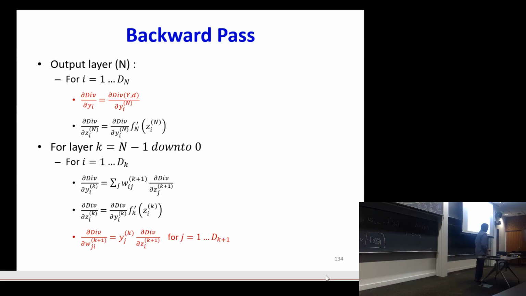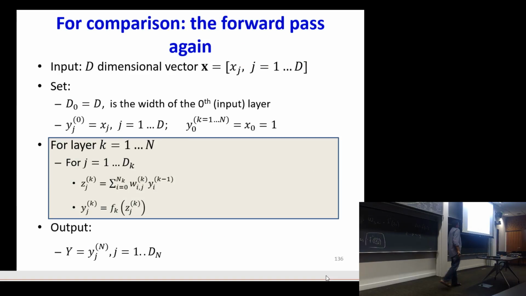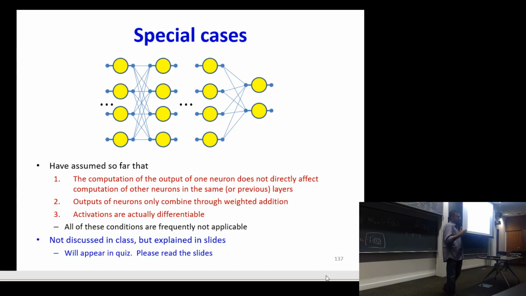Now, special cases. We've assumed so far, in the figure and all the examples that I've done, that the computation of the output of one neuron does not directly affect the computation of other neurons in the same or previous layers, right? And we assumed that the outputs of neurons only combine in an affine manner, and that the activations are all differentiable. All of these assumptions can be invalidated, and the whole process still holds. For this, you're going to have to look through the slides.